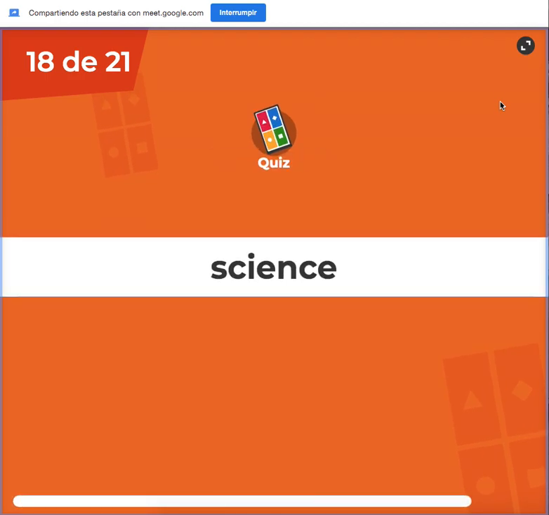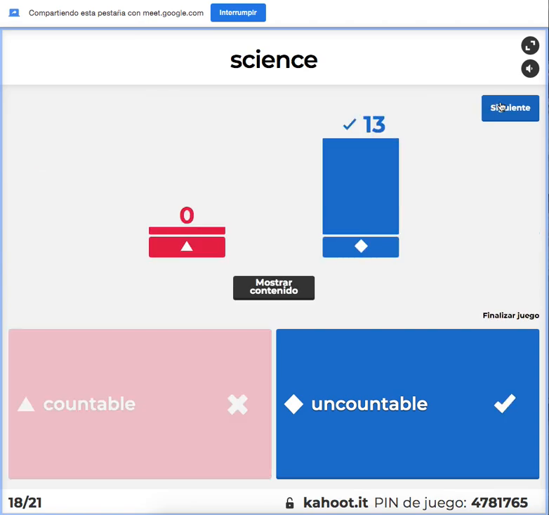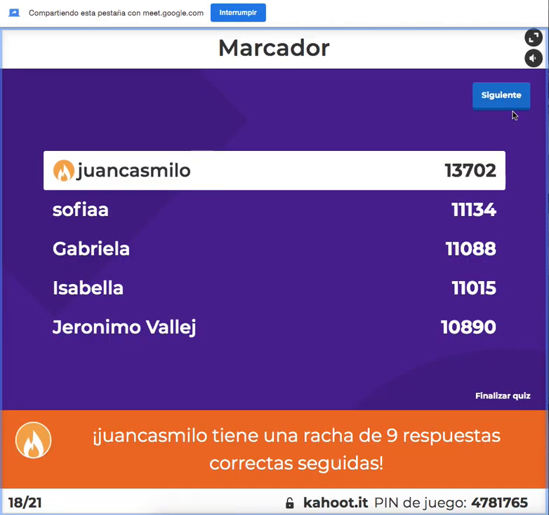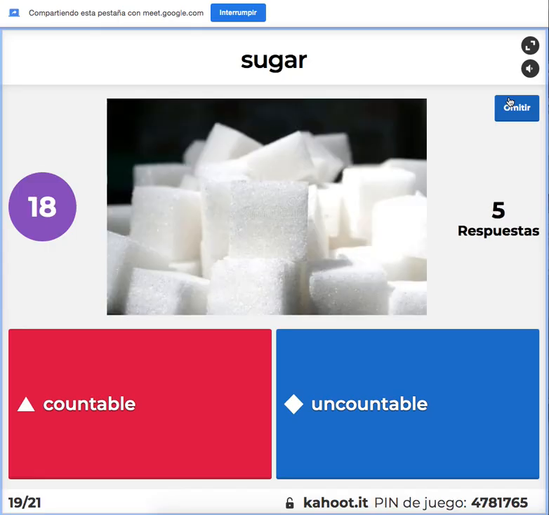Science. Countable, uncountable. Wow, very good. It is uncountable. Perfect. It is not possible to count science. The next one, almost finished. Sugar. What about sugar?